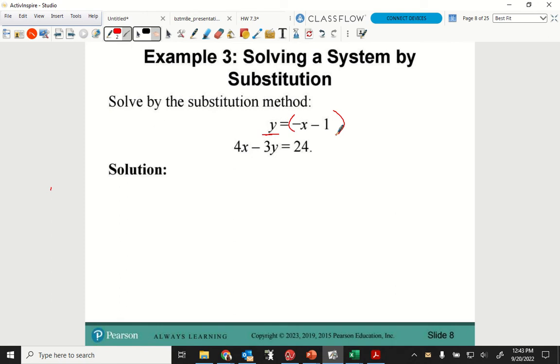So I'm going to rewrite it as 4x minus 3 parentheses. Now I'm replacing this y right here with what we have in parentheses there: negative x minus 1. And then bring down my equal sign and my 24. Okay.